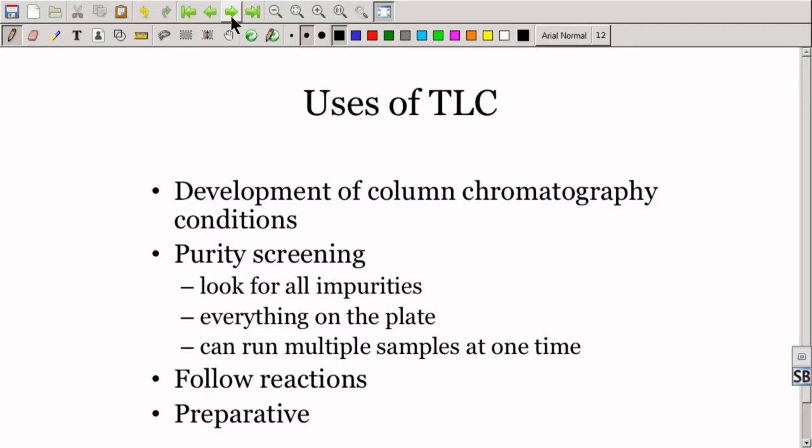Okay. So why are we doing this? In most cases, we want to do it because it gives us the ability to develop chromatography or column chromatography conditions. Follow reactions. You can actually do prep TLC as well. We have the ability to do that.